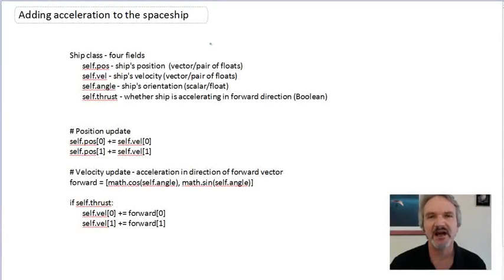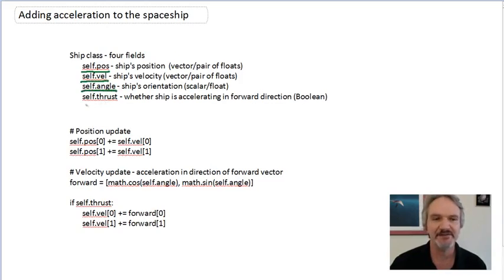All right, let's build some Python code now to control the position, the velocity, and the acceleration of our spaceship. So if you take a look at the ship class that we provided for you, there are four fields that are relevant to what we're going to do. We have a position for the ship. We have a velocity for the ship. We have an angle for the ship. We just talked about that a few minutes ago.